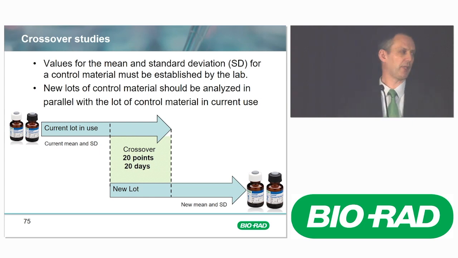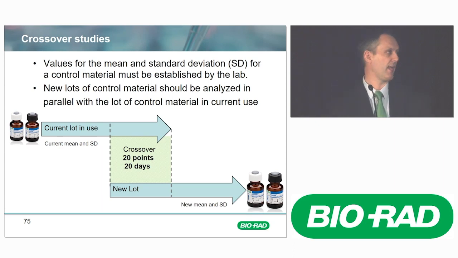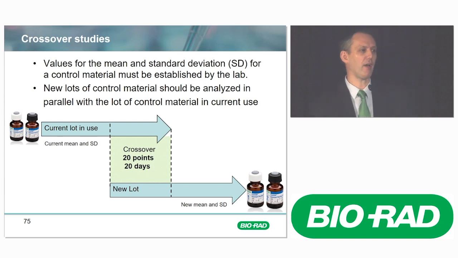Most people probably still use the magic number 20. So we run our QC 20 times, for 20 different days, at the same time as we're running our current quality control. After those 20 days, we now have a target, a mean, a standard deviation, and when we use our last vial of our old lot, we can use the new data we have with our new lot and continue to use that data going forward.